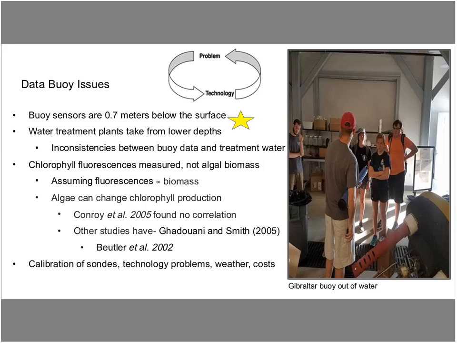Other problems are calibration of the sondes, which are the instruments in the buoy that record these measurements, technology problems, weather, and they're really expensive to operate. And this picture shows that when I first got here, the buoy was out of the water because of some problems. So, you know, there are problems with them.